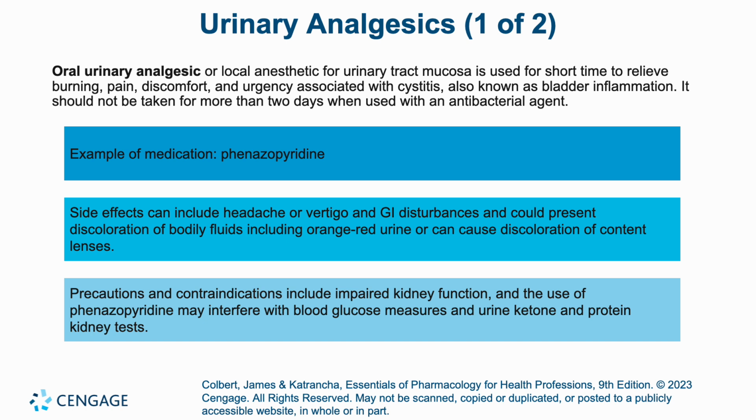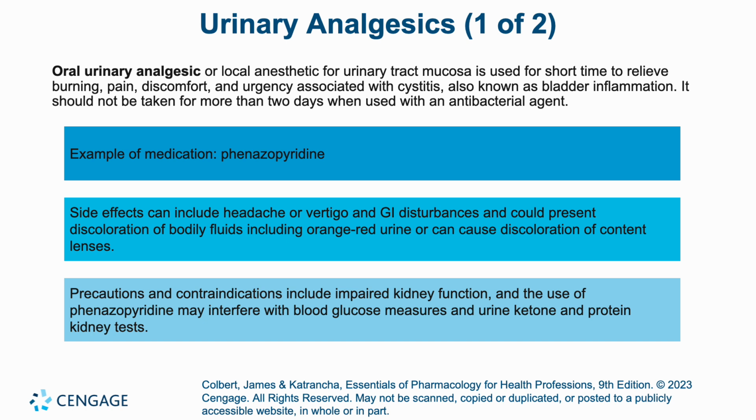Example of medication is phenazopyridine. Some common brands for that are Azo or Pyridium. So those are ones you may have actually heard of more so than this generic name. Side effects can include headache or vertigo and GI disturbances, and could present discoloration of bodily fluids, including orange-red urine, or cause discoloration of contact lenses.